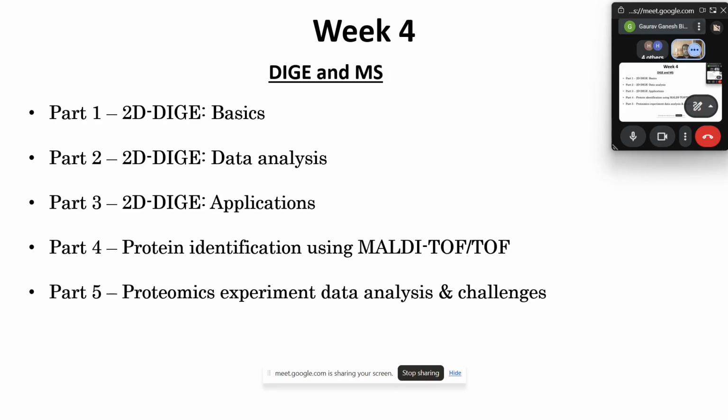Similarly, after that, a bit of protein identification. DIGE will only tell you whether a protein of a specific molecular weight is present or not. That same specific molecular weight might be a different protein also. We never know, there might be different proteins having a similar molecular weight. So in order to identify what exactly that protein is, and to prove that your protein of interest is actually present in your sample, you need to use mass spec analysis. We'll be dealing with protein identification using MALDI-TOF, which is a mass spec technique, and a bit of proteomics experiment data analysis and the challenges associated with it. Those were the 5 parts which Sir talked about in these week 4 lectures.